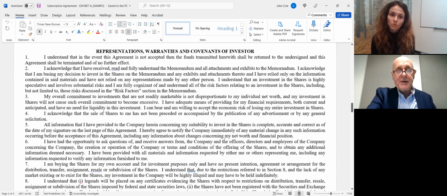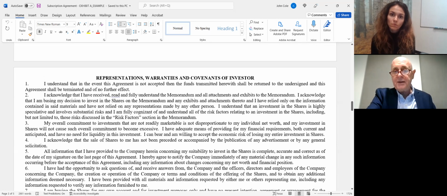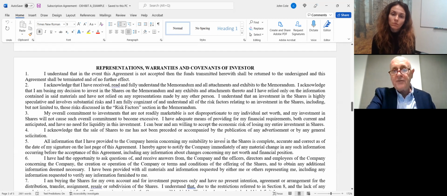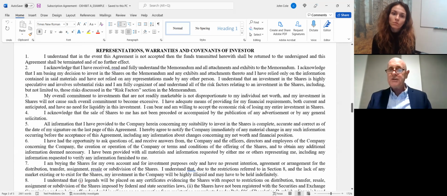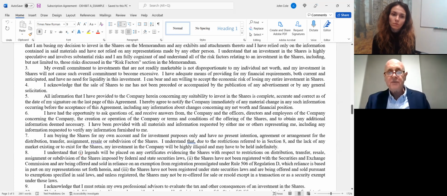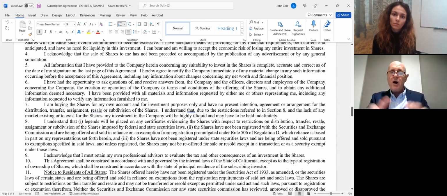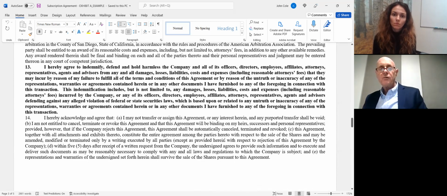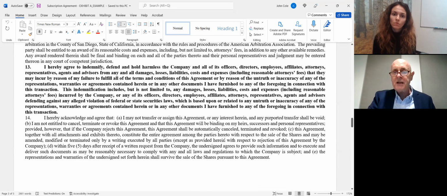And they read all this. It says, I understand that in the event the agreement is not accepted, the funds transmitted herein shall be returned to me. I acknowledge that I have read fully and understand the memorandum and all attachments and exhibits to the memorandum about the company. My overall commitment to investments that are not readily marketable is not disproportionate to my individual net worth. So there are all these check marks and qualifications to make sure that you understand the investment. Then it says here, I hereby agree to indemnify, defend, and hold harmless the company because I understand I've read all the disclosures and disclaimers.